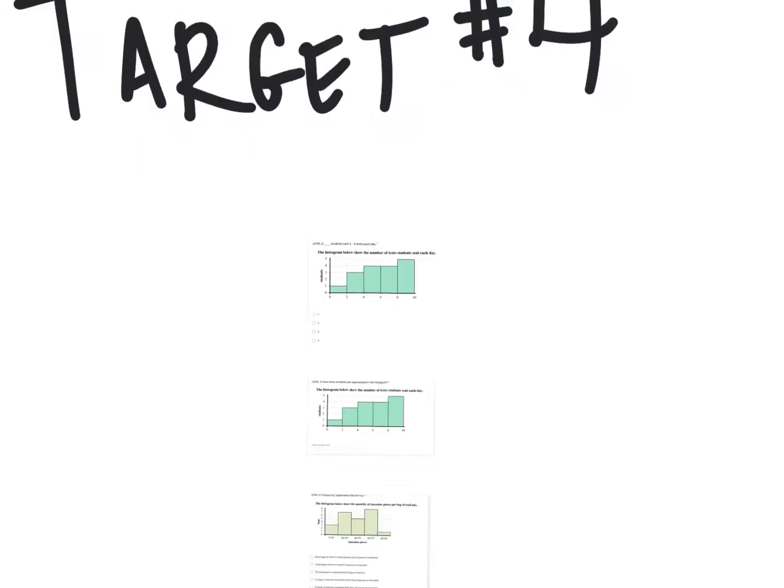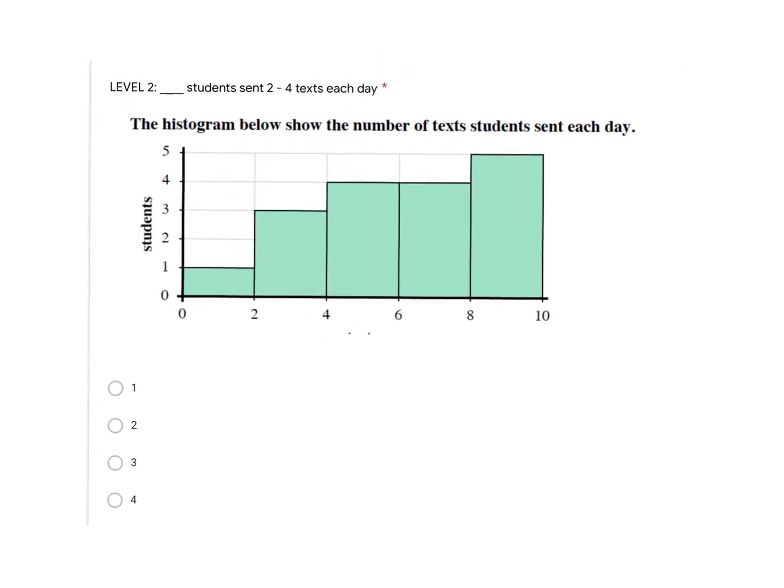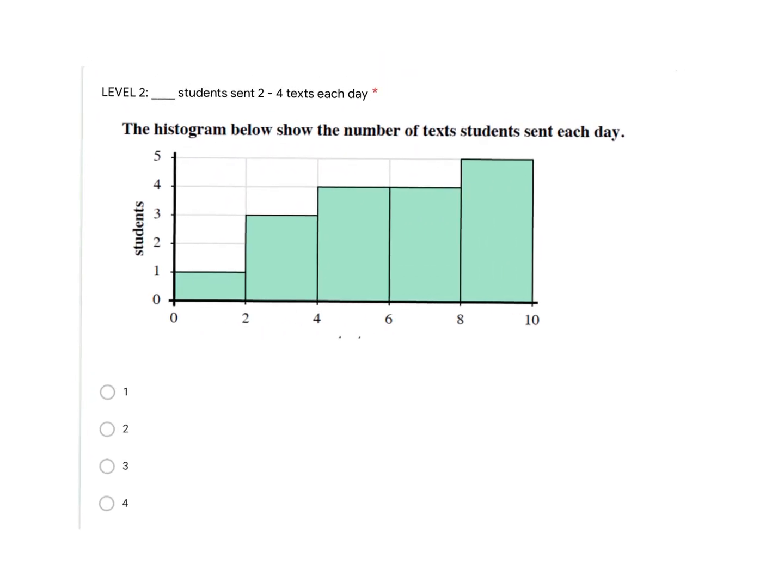Okay, so let's look at the first one here. If you missed the level 2, let's talk about what you might have missed here. This says blank students sent 2 to 4 text messages each day. Unfortunately, this got cut off, so let me write that texts. Okay, so blank students sent. So we're looking for an answer having to do with students, which is right here. So this is where our students are.